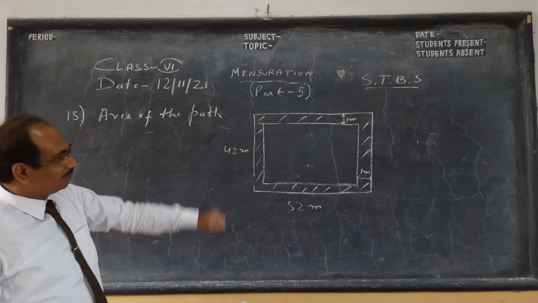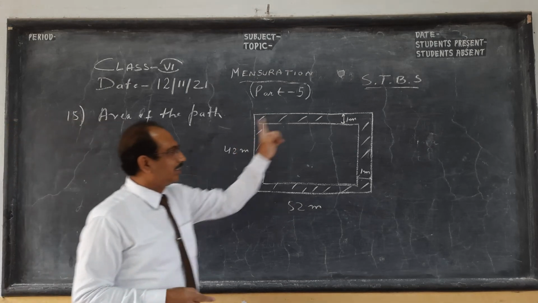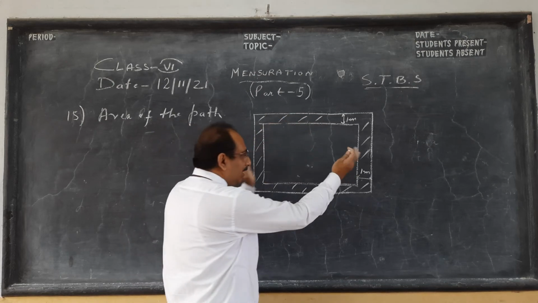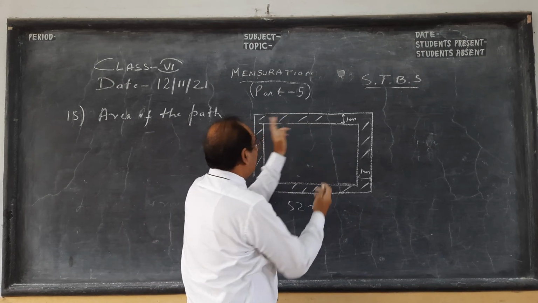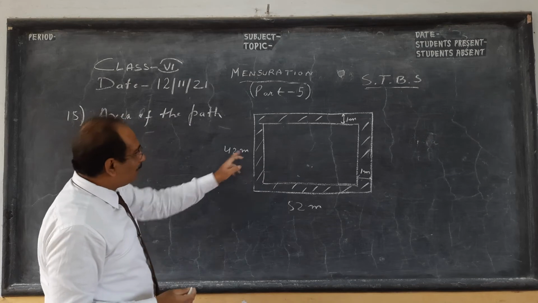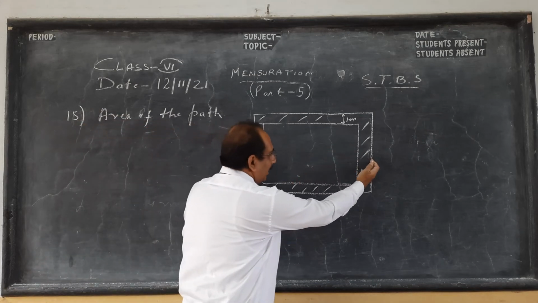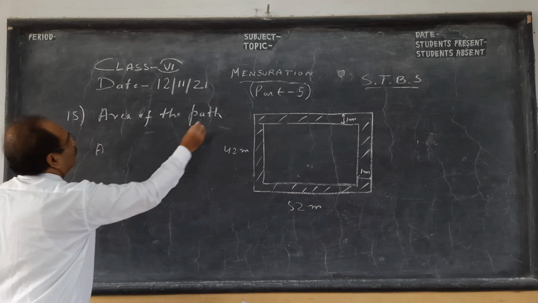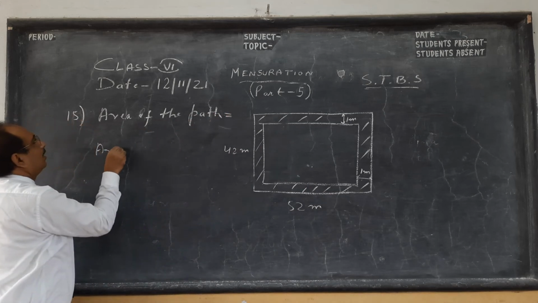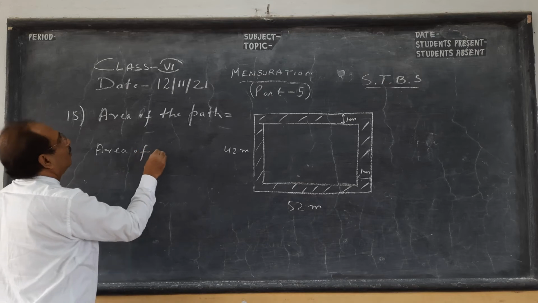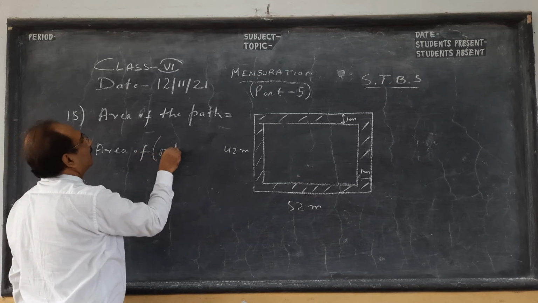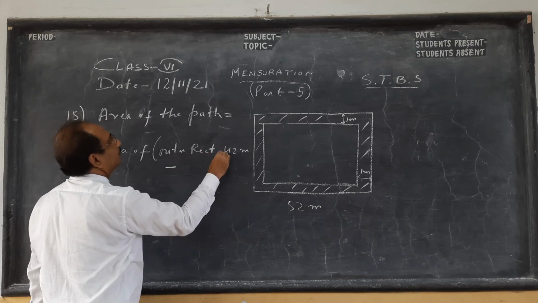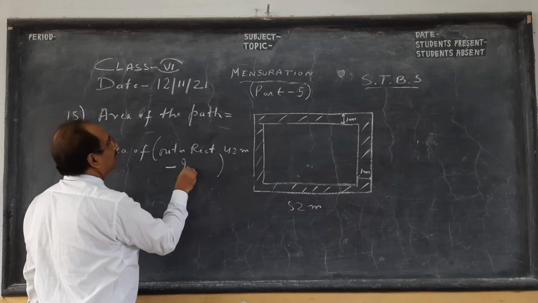Okay, here we go, area of the path. So what we do, area of the path, children, outer rectangle, try to understand, minus inner rectangle. Outer rectangle, if I subtract inner, I get the area of the path. So try to understand this, outer rectangle minus inner rectangle, you get the area of path. So area of path is equal to area of outer rectangle minus inner rectangle.